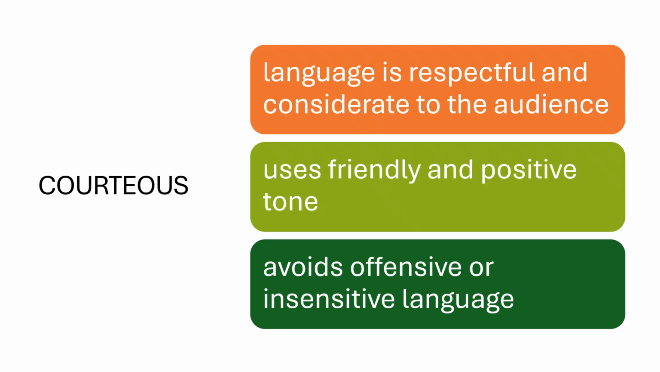The seventh C is courteous. This means language is respectful and considerate to the audience. It uses friendly and positive tone and avoids offensive or insensitive language. By following these principles, the quality and impact of written and spoken language will be improved.